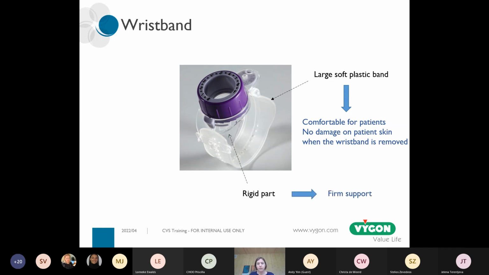Here you have the rigid part. It's important to have a firm support during the compression. And here you have the safety clip. It is important to prevent unexpected removal by the patient.